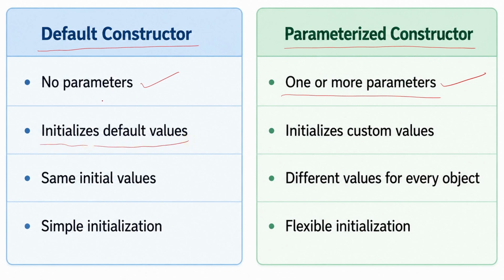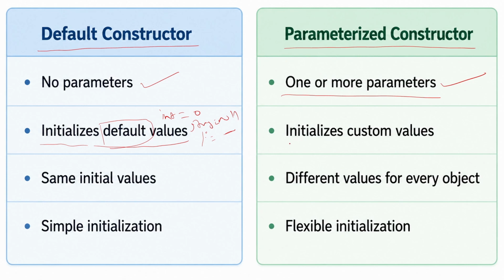Since the constructor has no parameters, what value will it assign to the properties of an object? It will assign default values. If it is int, it will assign 0. If it is a string, it will assign null. Likewise, for all data types, whatever default value is there, those default values will get assigned to the properties of an object during object creation.